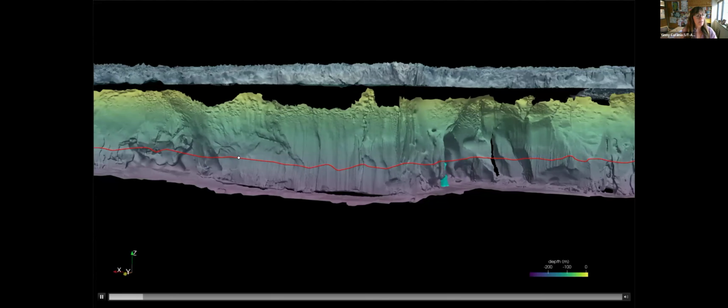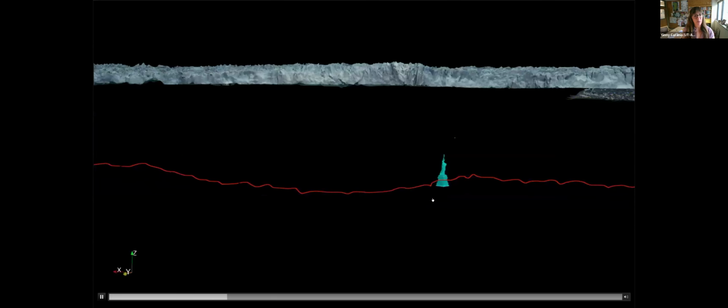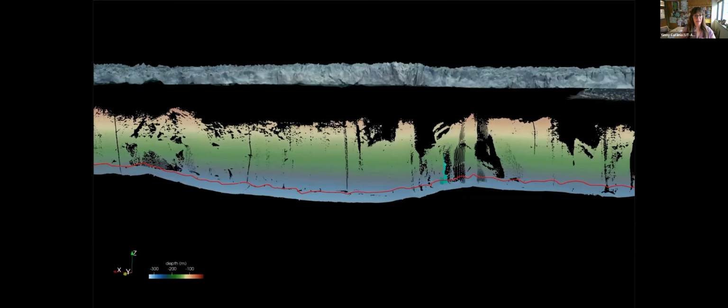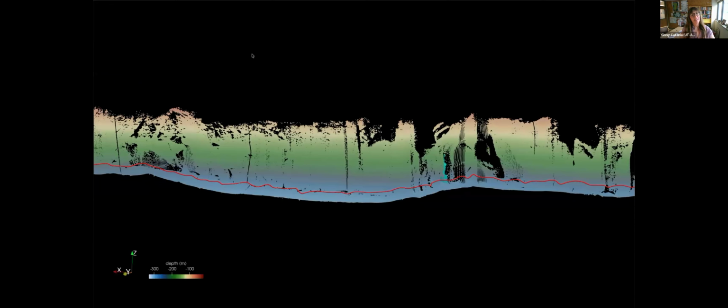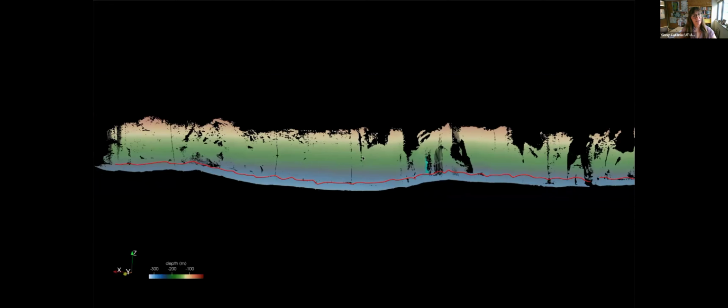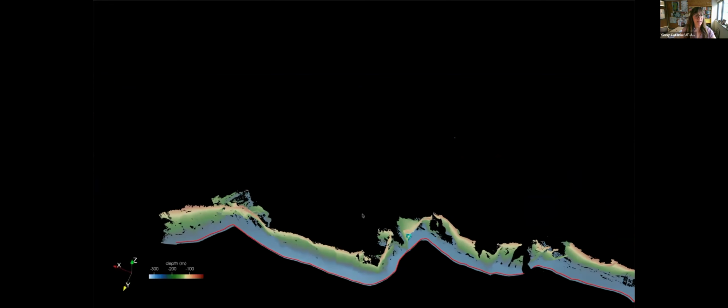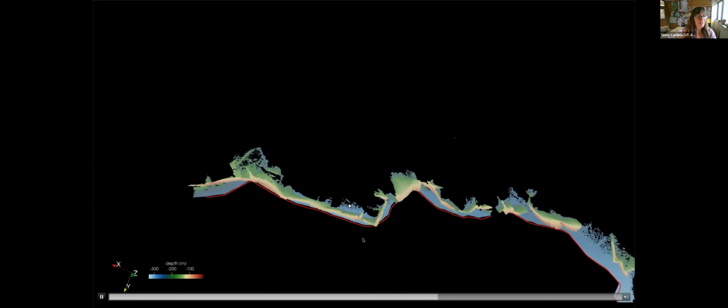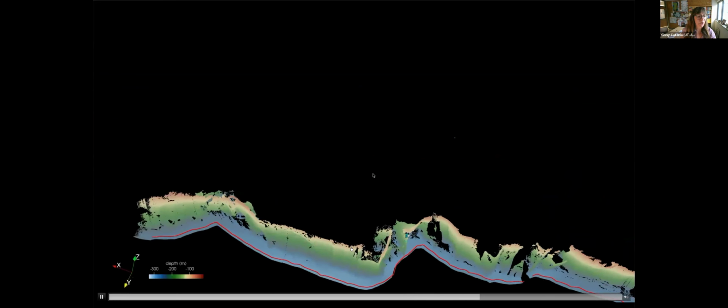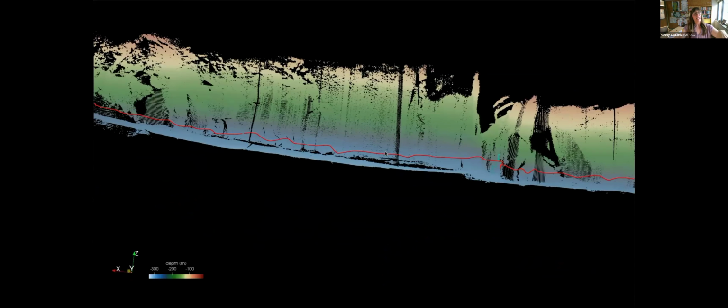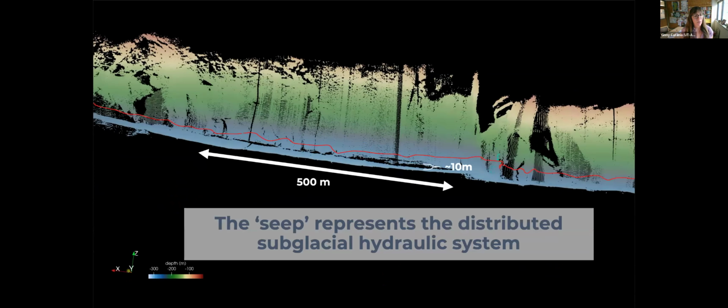And so we think that this is a place where water is probably leaking out as well. And I'm going to show you another profile from NUI that was taken even closer to the grounding line, where we were able to see into that area. And I want to show you evidence of that by rotating this point cloud so you can see top down. This is the seafloor behind the seep that we're able to see. So it's good evidence that we're able to see directly into this part of the subglacial system. And so we hypothesize that this is what's called the distributed subglacial hydraulic system.